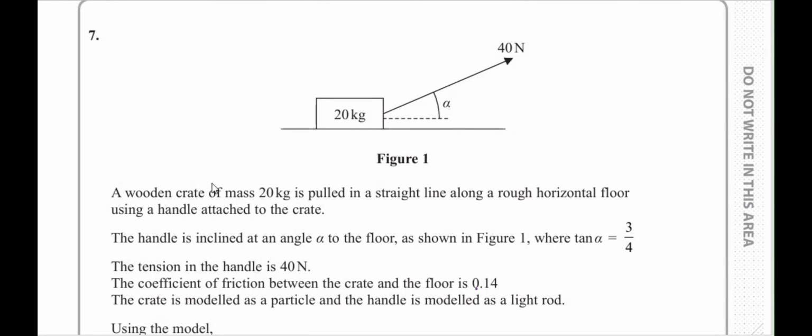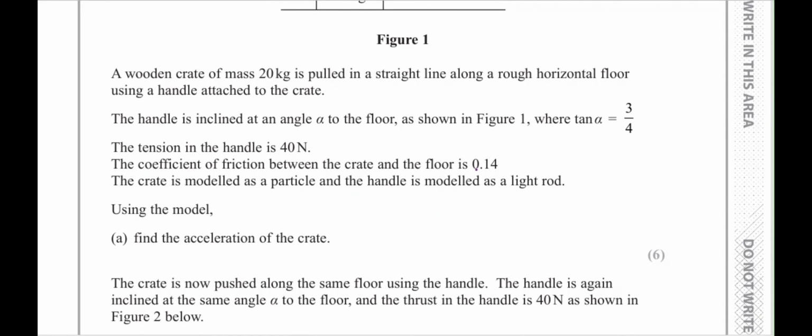That's it. Question 7. A wooden crate of mass 20 kg is pulled in a straight line along a rough horizontal floor using a handle attached to the crate. The handle is inclined at an angle alpha to the floor as shown in figure 1, where tan alpha is equal to 3/4. The tension in the handle is 40 newtons. The coefficient of friction between the crate and the floor is 0.14. The crate is modeled as a particle and the handle is modeled as a light rod. Using the model, find the acceleration of the crate.